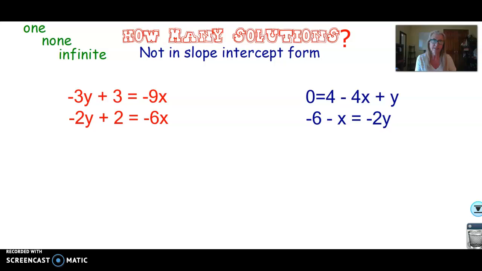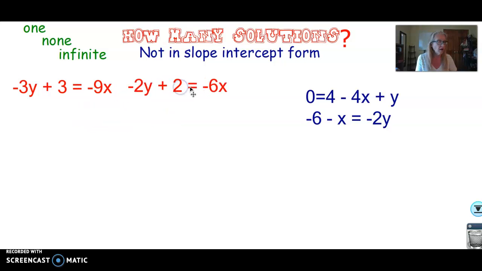Now, what if I ask you how many solutions and I don't give you slope-intercept form? One way you could solve it is you could go ahead and put them in slope-intercept form. Figure out, are they the same or are they not? So let me go to pen here. All right, if I was going to put these two back in slope-intercept form, my first step would be to subtract 3 from both sides. I want to get y by itself on the left.